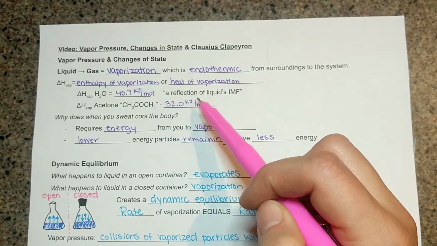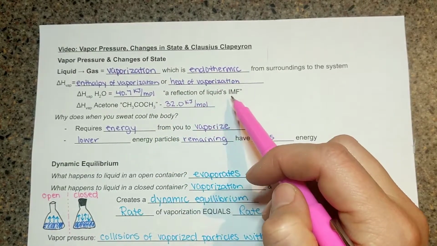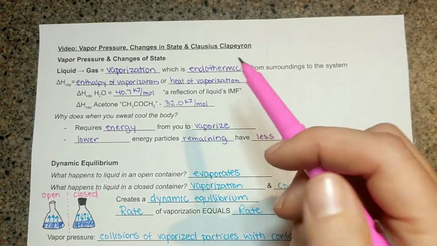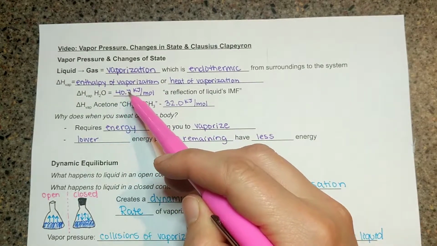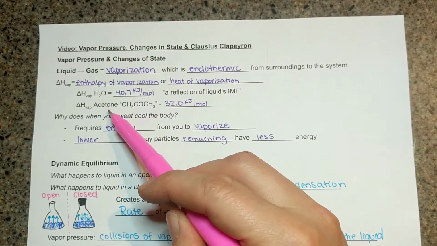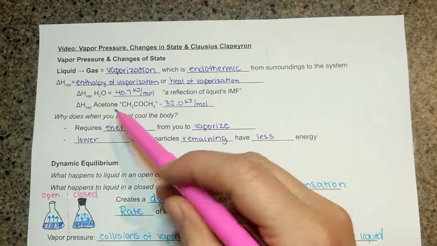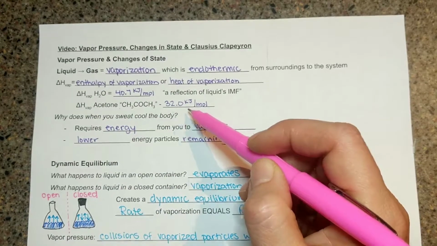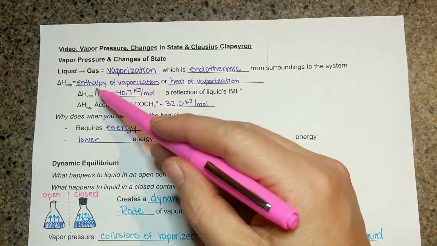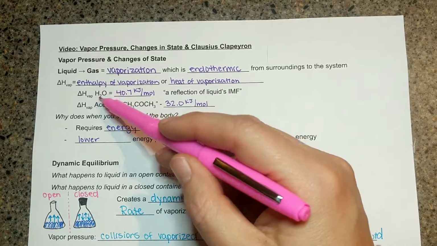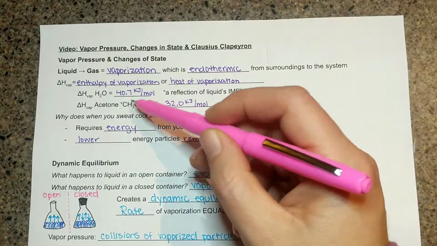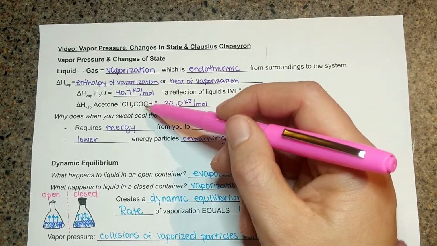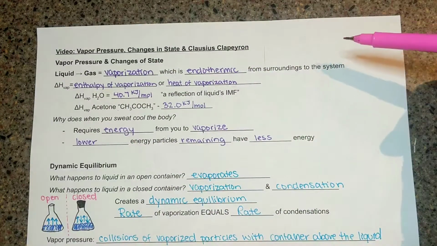And this is a reflection of the liquid's intermolecular forces, in this case water's, which we talked about previously. So the stronger the intermolecular forces, the higher the enthalpy of vaporization is going to be. If we compare that to acetone, acetone has a lower enthalpy of vaporization because it has weaker intermolecular forces. Water is just hydrogens and oxygen, it's a very polar compound, whereas acetone is not nearly as polar, it's a larger molecule. It still has hydrogen bonds, but they're not nearly as strong as they would be in water.